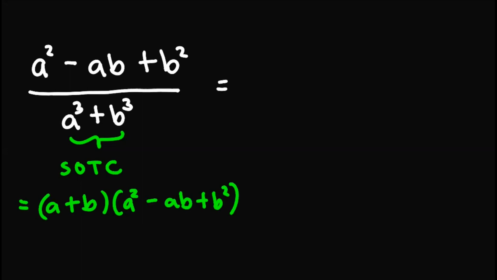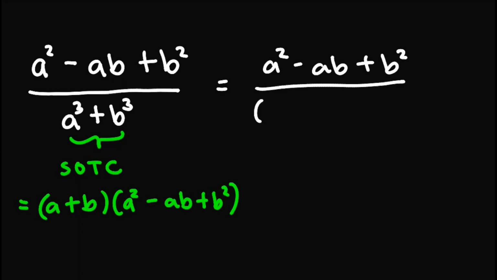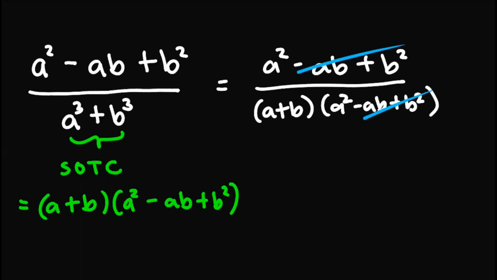So we can write this one as a squared minus ab plus b squared all over a plus b times a squared minus ab plus b squared. We can cancel out this one in the numerator and in the denominator, leaving us with 1 over a plus b. This one is the answer. So this time, we applied the concept of sum of two cubes.